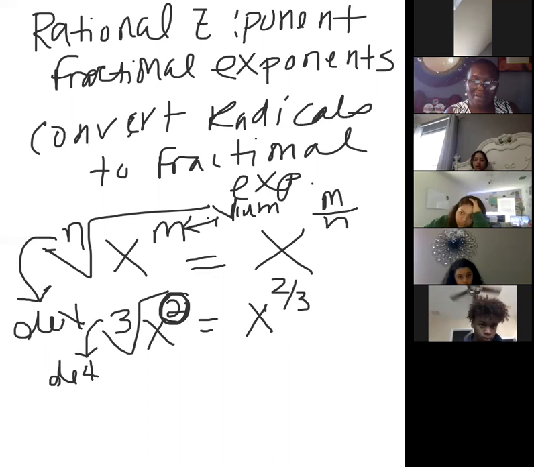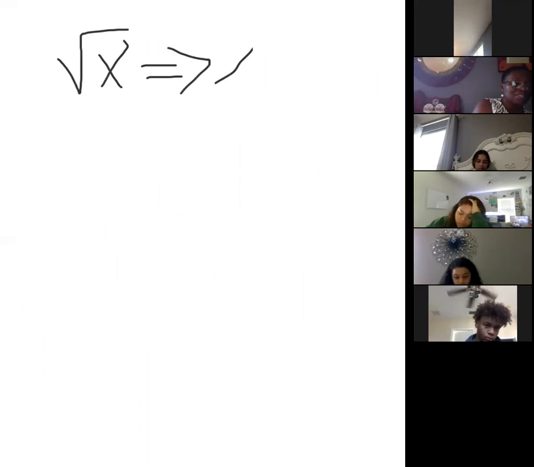Okay. So now, guys, here are some basics that you need to know when it comes to fractional exponents. So number one, let me erase this so I can start all over again. The square root of x represents the same thing as x to the half power. So the half power is the same thing as the square root.